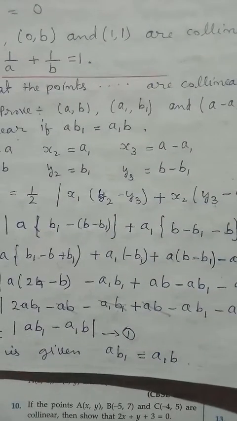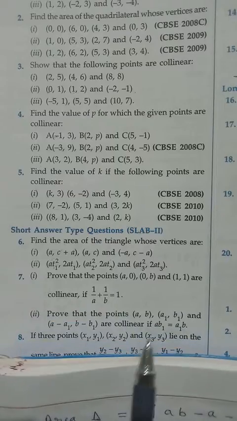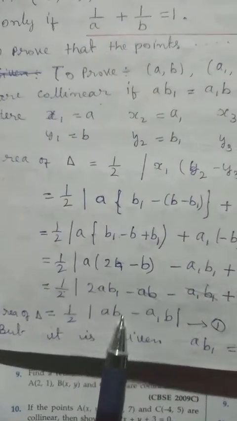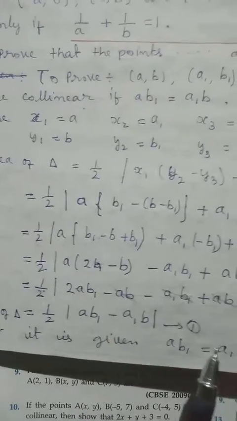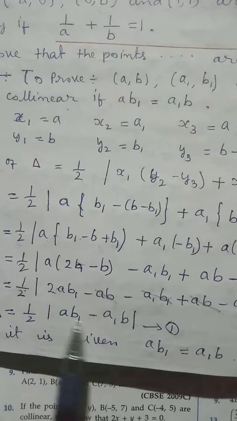So this is not 0, but let us check the given condition. They give us AB1 equals A1B. AB1 equals A1B. If I replace AB1 with A1B, then what happens?